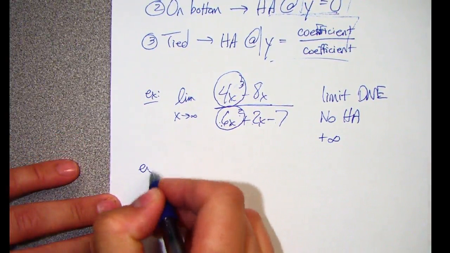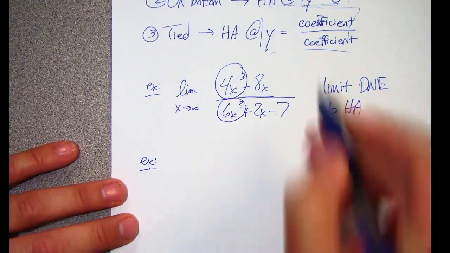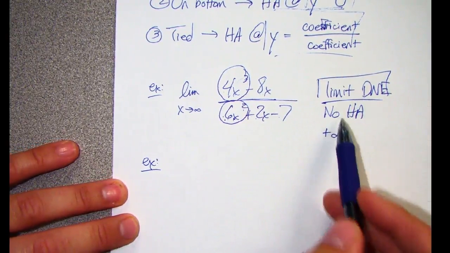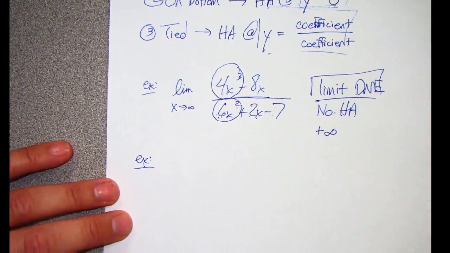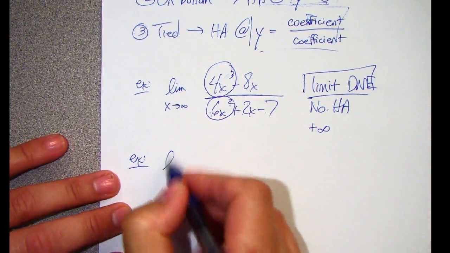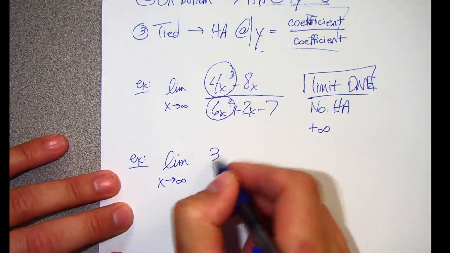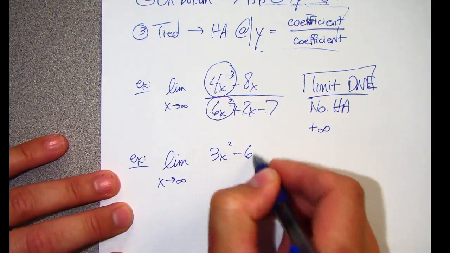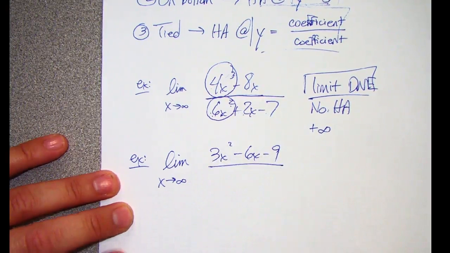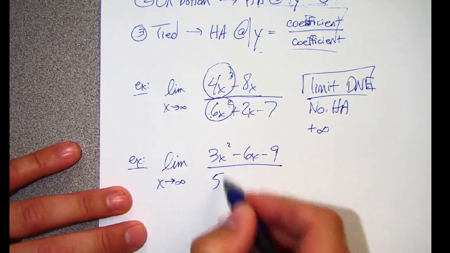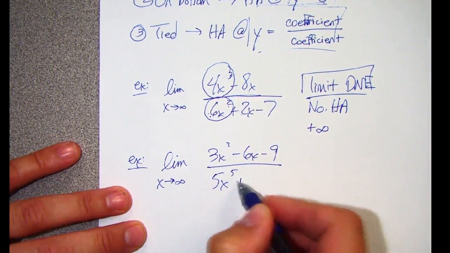All right, let's say, typically this is the only thing we're looking for, but just to describe to you what's going on there. Limit as x approaches infinity of 3x squared minus 6x minus 9 over 5x to the 5th plus 1.